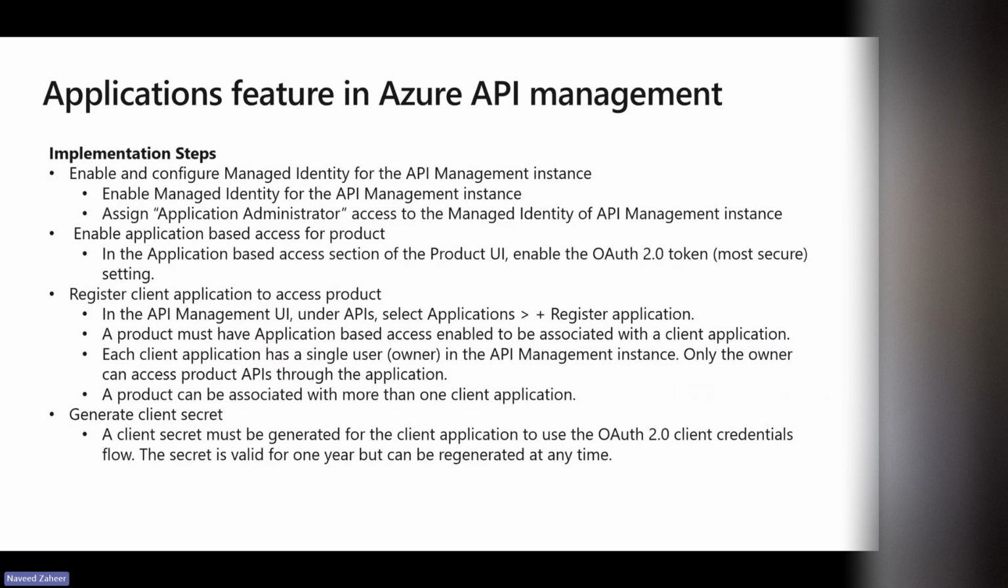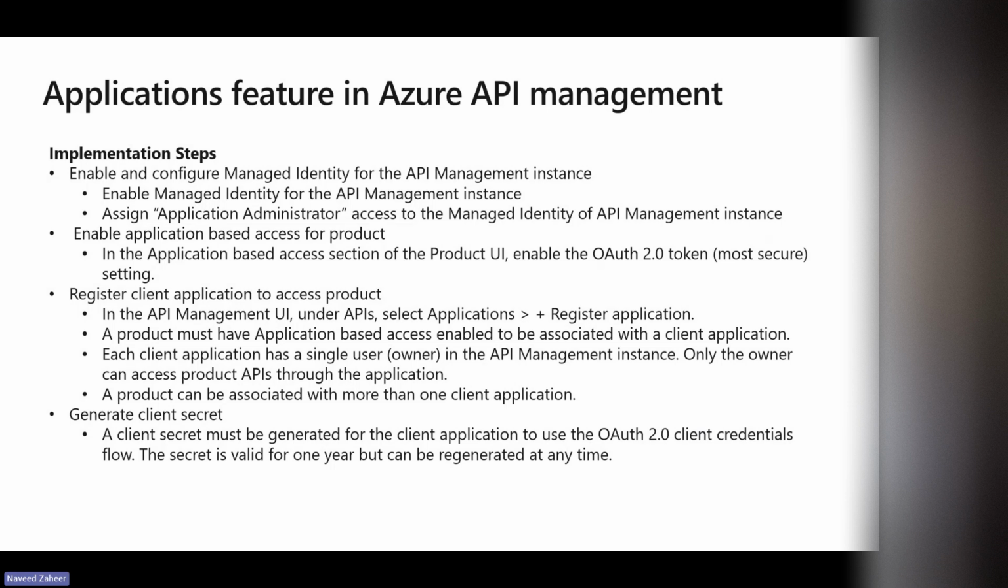First, you need to make sure that you enable the managed identity of the API management instance. Then you should have a product and you should enable application-based access for this product. Very simple. It's a point and click. And we will take a look at what's being created behind the scene.